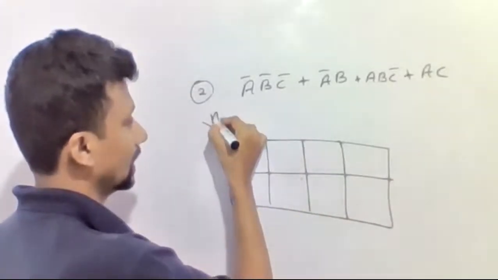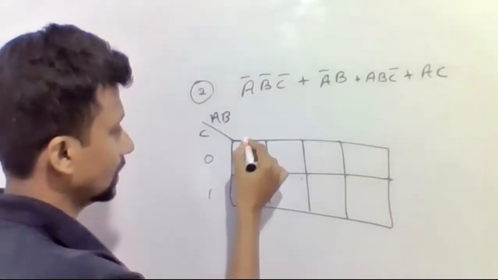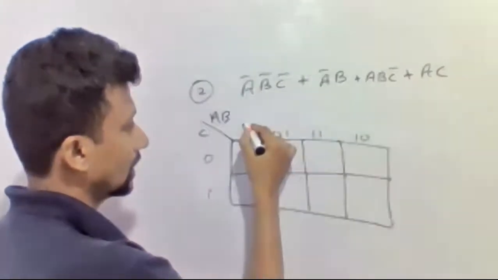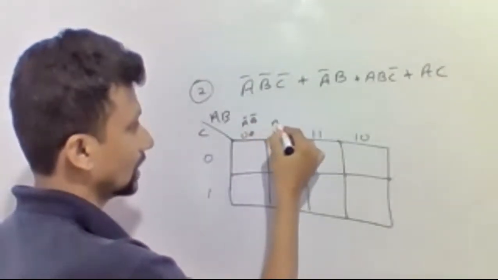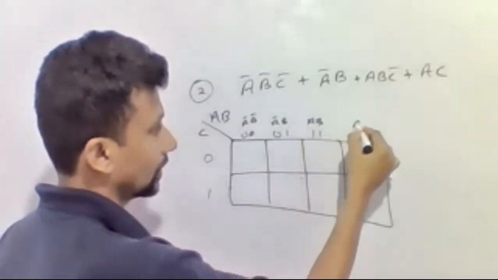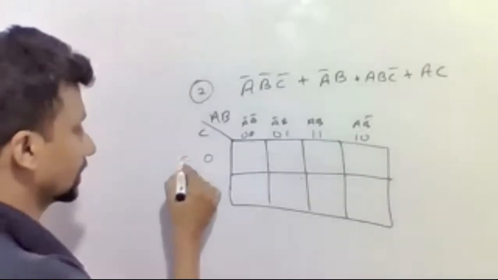This side I'm taking A, B, this side I'm taking C. So 0 or 1, here 0, 0, 0, 1, 1, 1, 1, 0. I'll write A dash, B dash. No need to write like this, but to make it more understandable, I am writing like this.